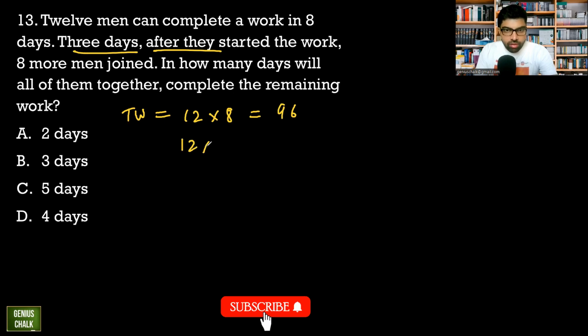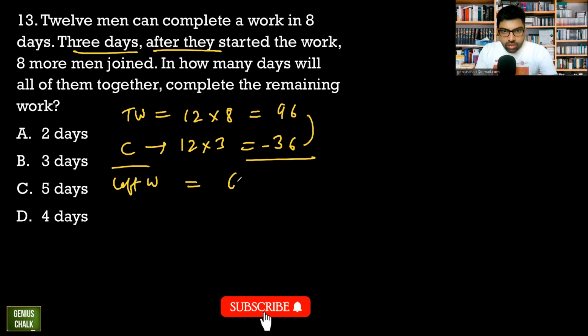So 12 men have worked for 3 days. That means they have completed 36 units. This is the work completed. How much work is left now? The left work is 60 units. Now this 60 units will be done. Now 8 more men join. Again, 60 units will be done by 8 more men.